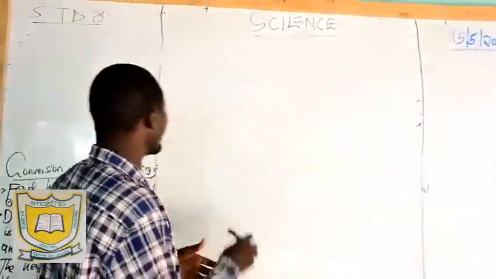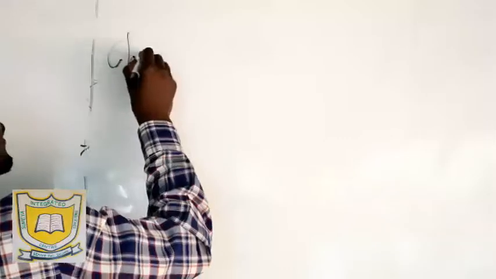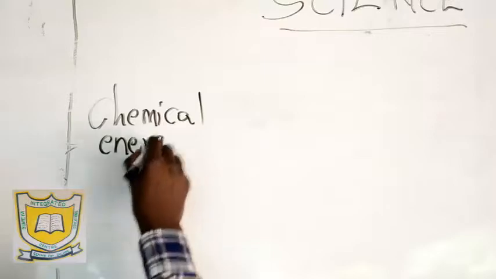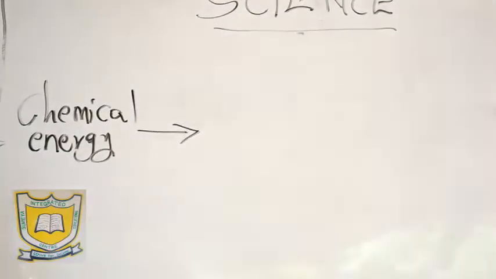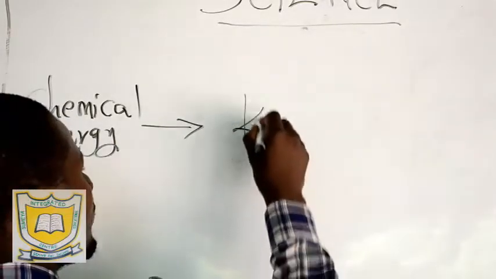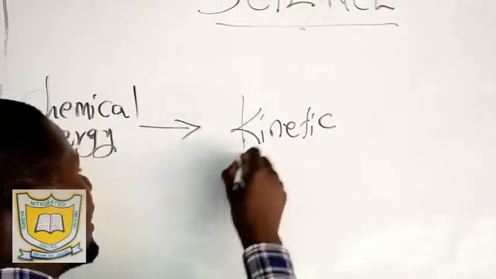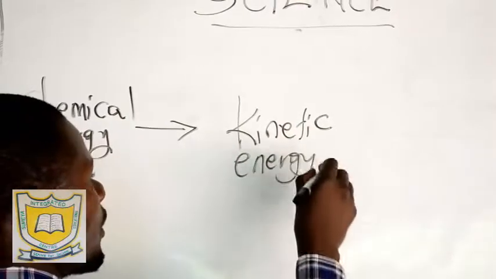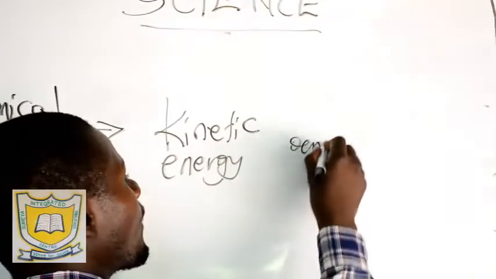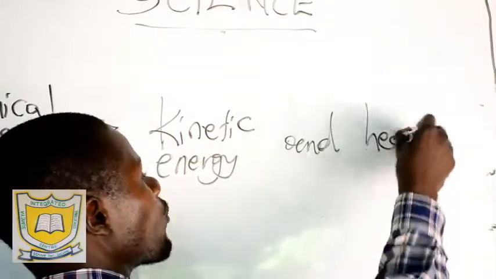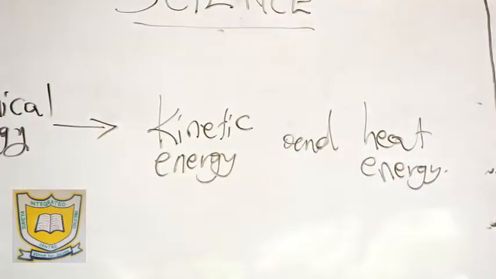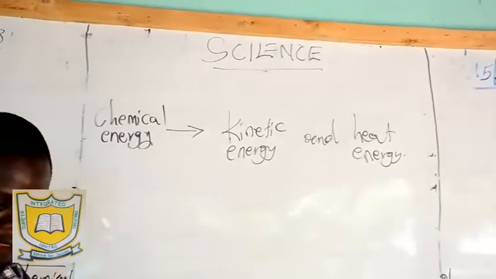We have chemical energy in food. From there, we have kinetic energy and heat energy. That is transformation of energy in food.